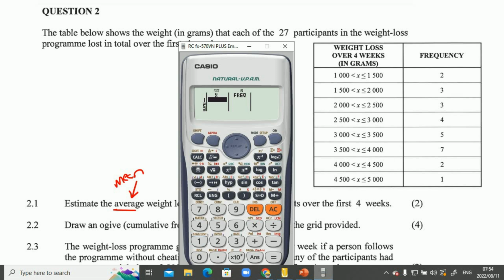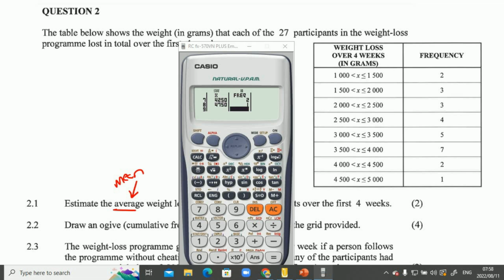There we go. Now, for the first one, you're not going to use 1,000. You're not going to use 1,500. You're going to use the number in the middle. So 1,250 equals. But now, in the frequency column, there are 2 of those people. So what I'm going to do now is I'm just going to fill in all of the values on this calculator. I'll be with you guys soon.